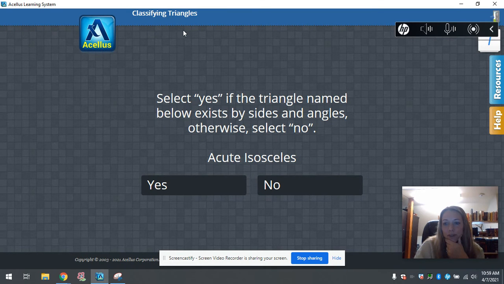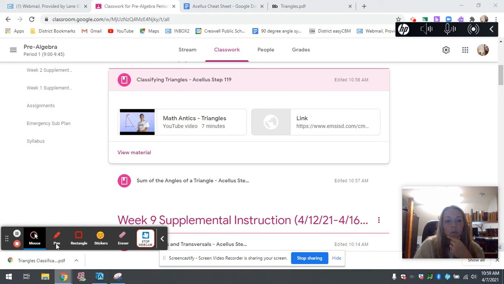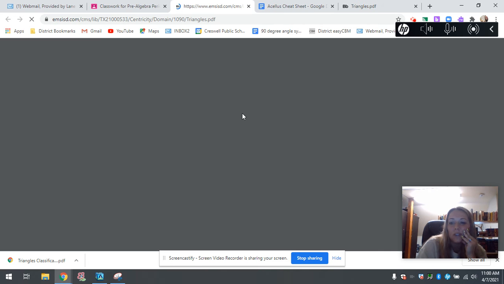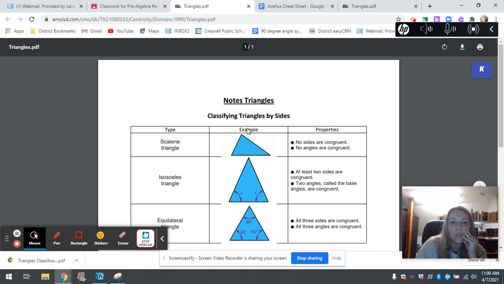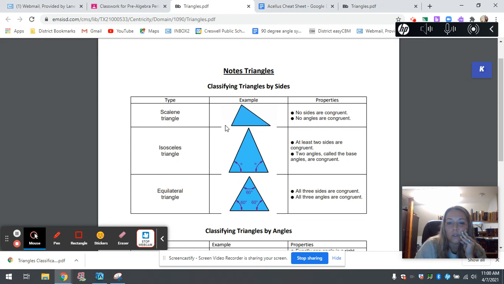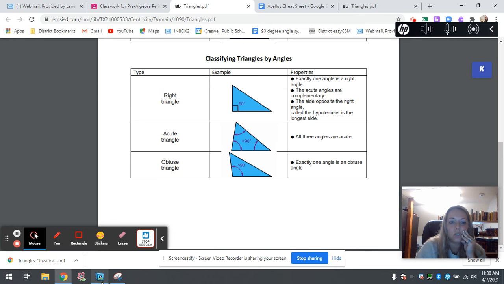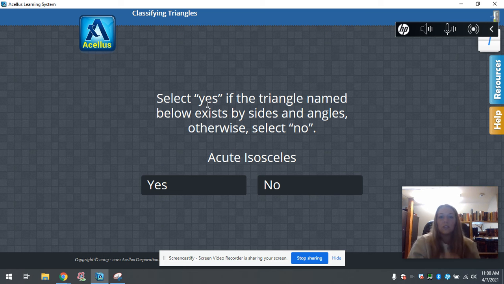All right, we are classifying triangles, and in our Google Classroom, under the classifying triangles material, I've posted this link, and it takes you to a handy dandy little chart with the different kinds of triangles. So you can use this chart to answer the questions that come up. It says select yes if the triangle named below exists by sides and angles. Otherwise, select no. So is it possible for us to have an acute isosceles triangle?